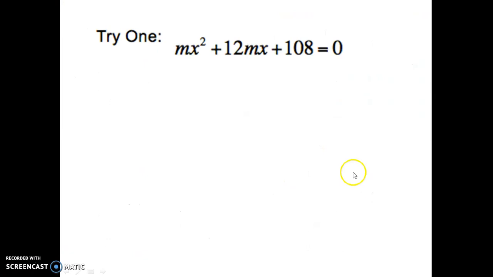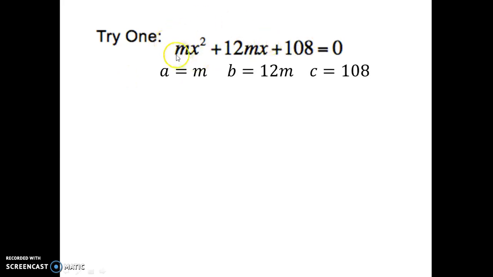So now try this one the same way. Look for the single value of m that will give this quadratic only one solution, because there's only one m value that can make this have one solution. Any other m value, it will have two solutions or no solutions. So see if you can find it.